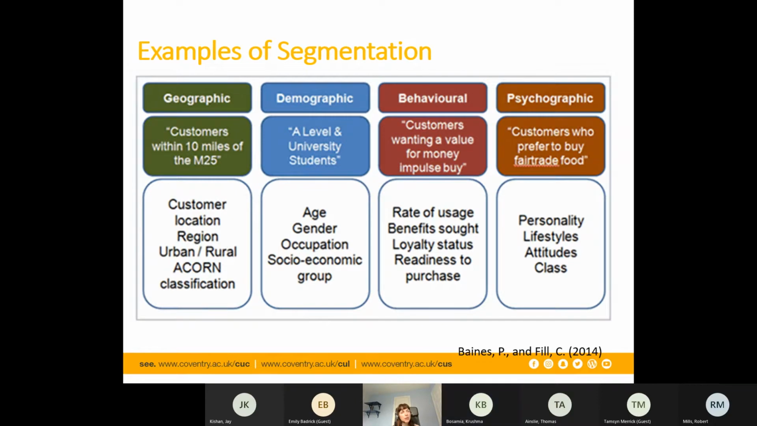So we've got geographic, I think could be very, very relevant because it's a physical consumption, isn't it, where you need to be on site.